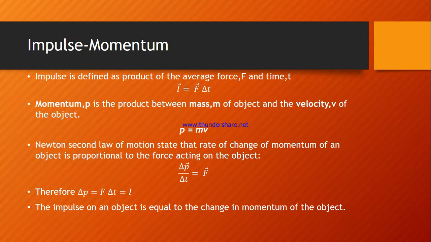Impulse momentum. Impulse is defined as the product of the average force and time. Momentum is the product of the mass of an object and the velocity of the object. Newton's second law of motion states that the rate of change of momentum of an object is proportional to the force acting on the object. Delta P over delta t equals F. Therefore, delta P equals F delta t equals I. The impulse of an object is equal to the change in momentum of the object.